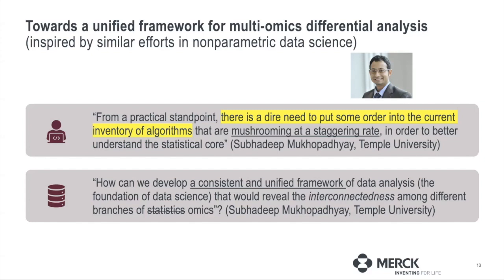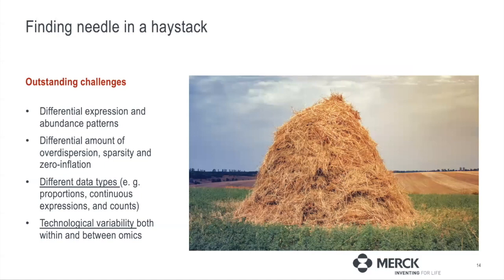This is really the second point. It says that a consistent and unified framework, so that you can reveal the interconnectedness among different branches, in this case different omics layers, is possibly the end goal of what we are trying to do using a unified framework. But possibly it's clear that we are really trying to solve a difficult problem here. We are talking about trying to come up with a method that works for most of the data types. So we are really saying differential expression and abundance patterns. Biologically, there are differential patterns across different omics layers, depending on what data type we are talking about, what environment, and also whether it's healthy versus disease. There are so many things going on, so we do want to capture that.